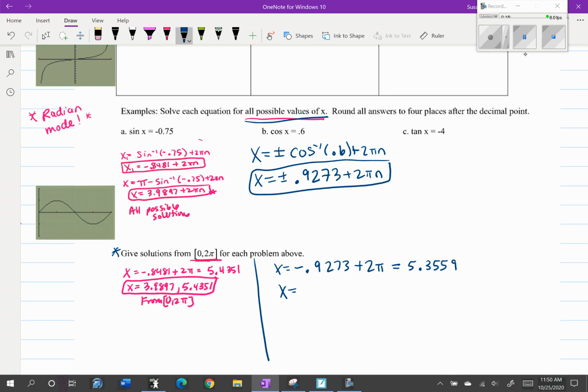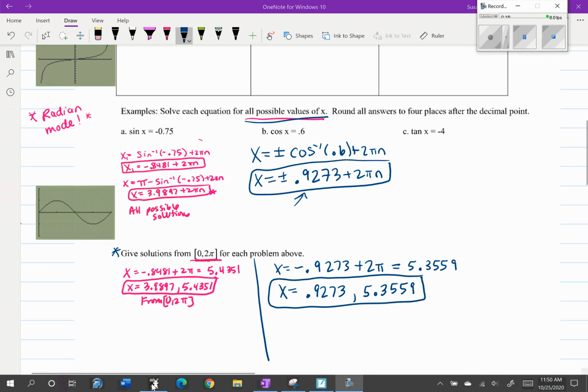5.3559. So x equals, and the first answer we got, which is positive, so x equals 0.9273, and x equals 5.3559 would give me my two solutions.